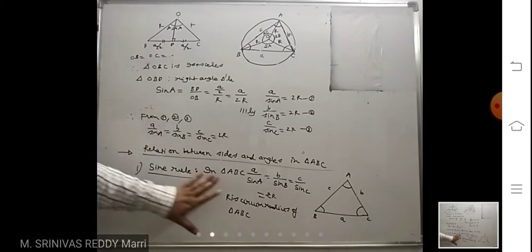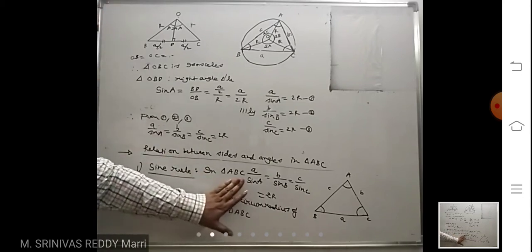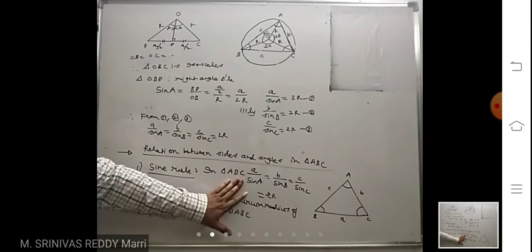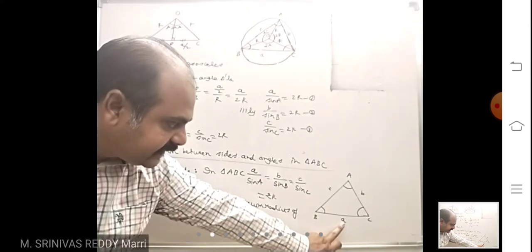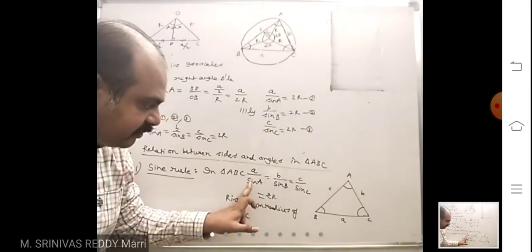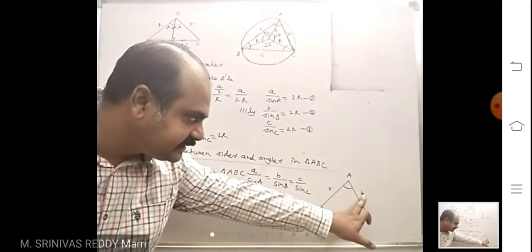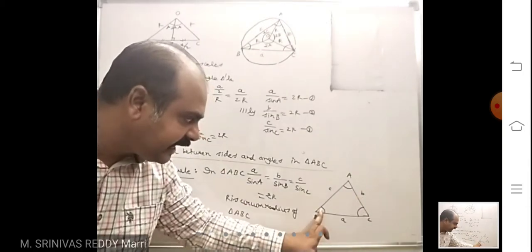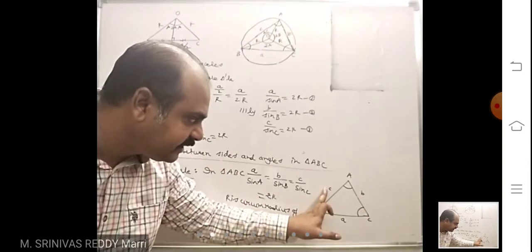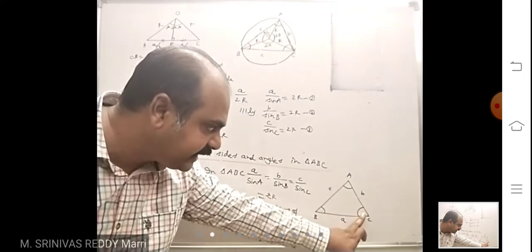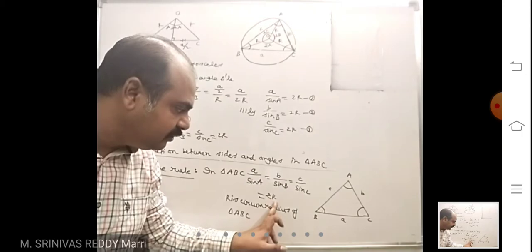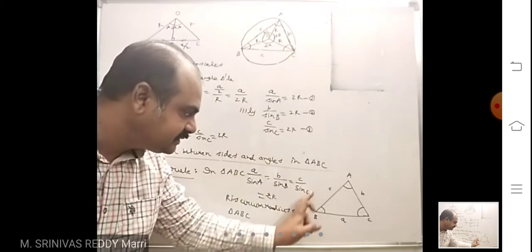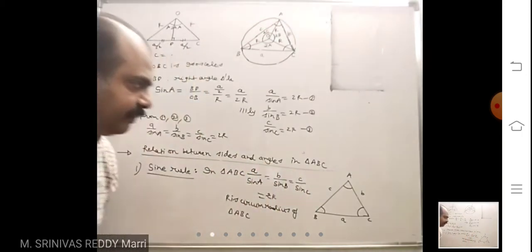So what you have to remember is how to apply the sine rule. Take any length, divided by the sine of the opposite angle, this ratio; this length divided by the sine of its opposite angle, this ratio; this length divided by the sine of its opposite angle, this ratio. These three ratios are equal to 2 into the circumradius. This is the one point you have to remember.